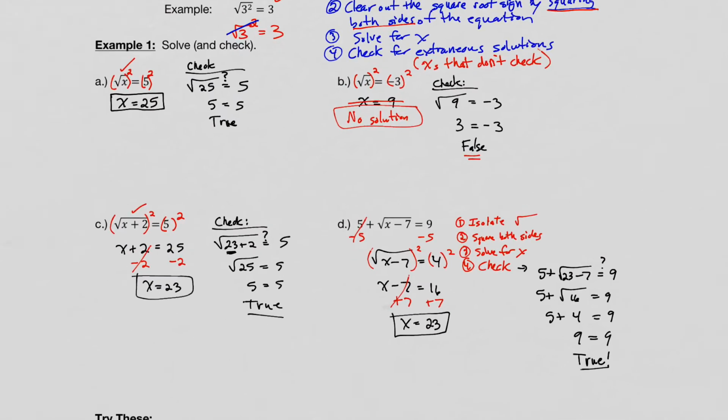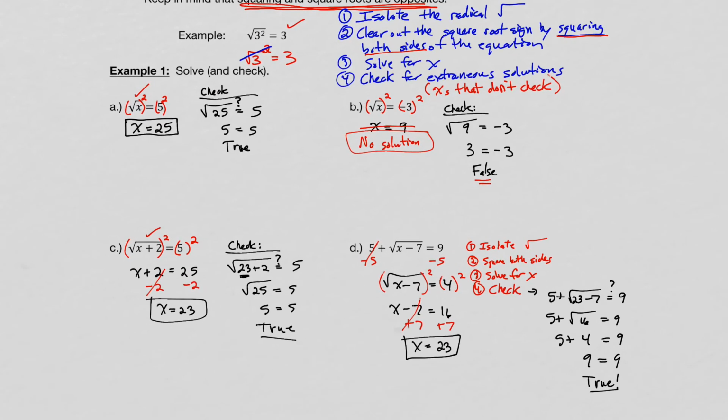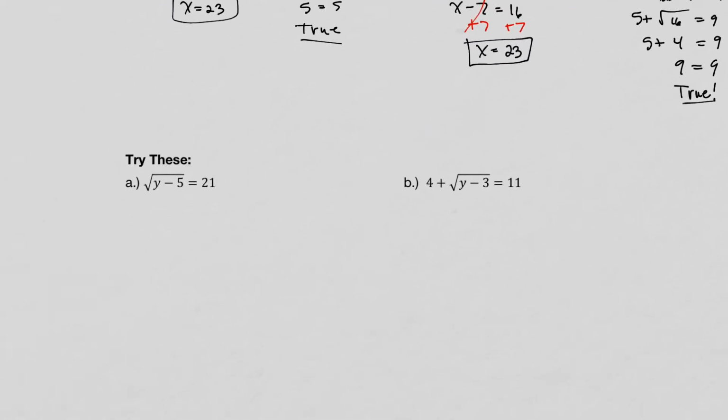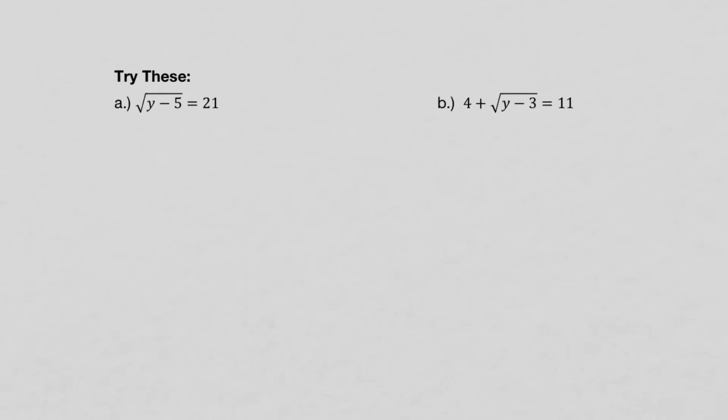Okay, so we've been using 4 steps to solve for x for radical equations. Now it's your turn to try some of these. Alright, so let's go ahead and pause the video. Try the steps we just did together and see what you get. And then check your answer after you pause the video.